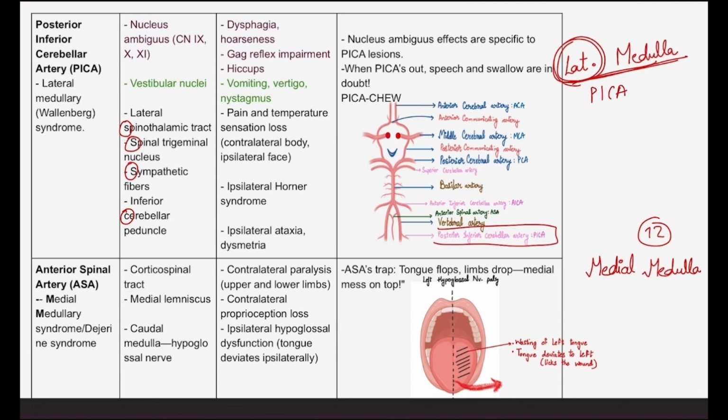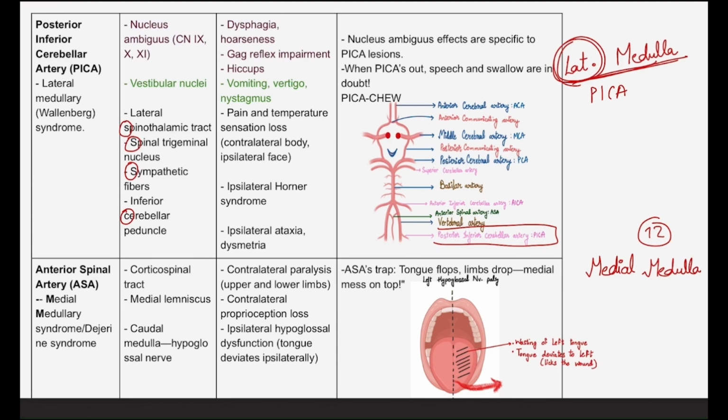And whenever medial medullary syndrome is given to you in the question, they'll give that the corticospinal tract is being affected. They'll give you contralateral paralysis of the upper limb, lower limb. And they'll also give you ipsilateral hypoglossal dysfunction. And remember, the tongue licks the wound. So the tongue is going to deviate towards the side where the lesion is located. So if the lesion is on the left side, there will be wasting of the left side of the tongue, and the tongue will deviate to the left side only.